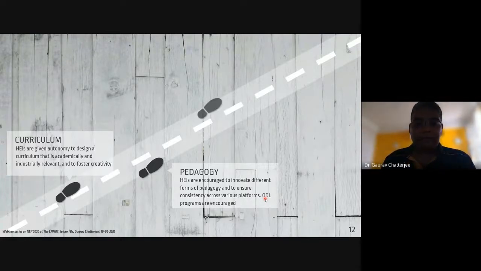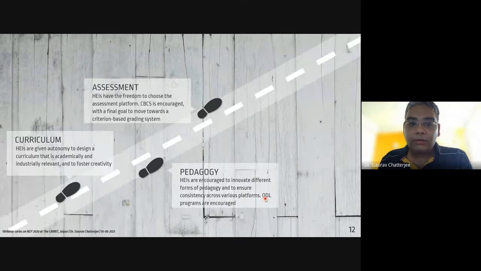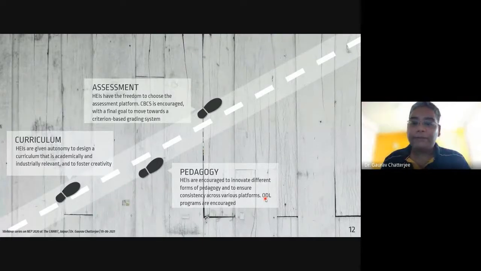The third pillar is assessment. The HEIs have the freedom to choose the assessment platform, and choice-based credit system will be encouraged with a final goal to move towards criterion-based grading system. So basically, students will be free to choose their particular majors or minors, and we have to facilitate them by giving them so many options.